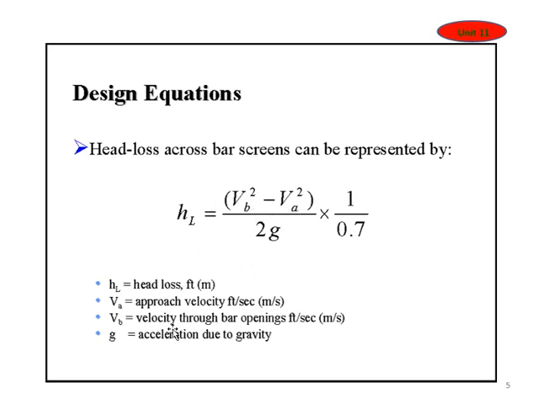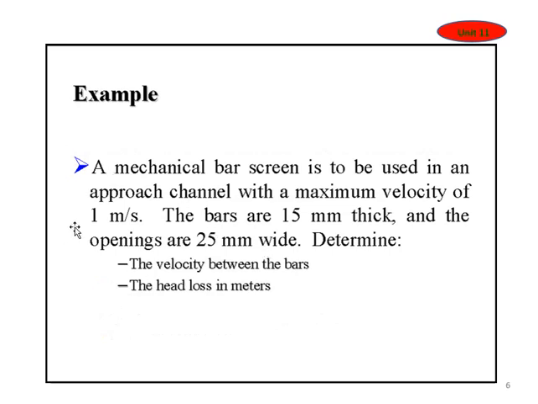So here VA is the approaching velocity, yani, before the bar, the water coming, and VB is the velocity through the bar, through the opening. So, between the bars, when the water passes through, because the area will reduce, the velocity will increase. So VB minus VA, that's why it is here. And G is the acceleration due to gravity. And by this equation, you can calculate how much the head loss is between the bars. Let us see this example to understand the use of this formula.